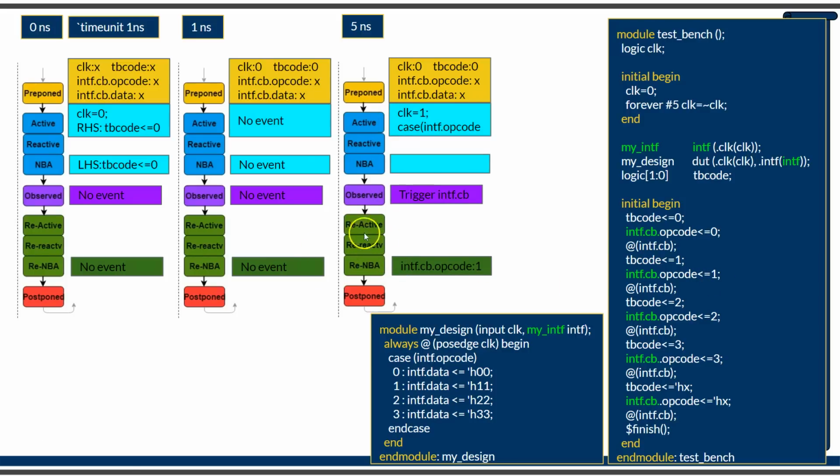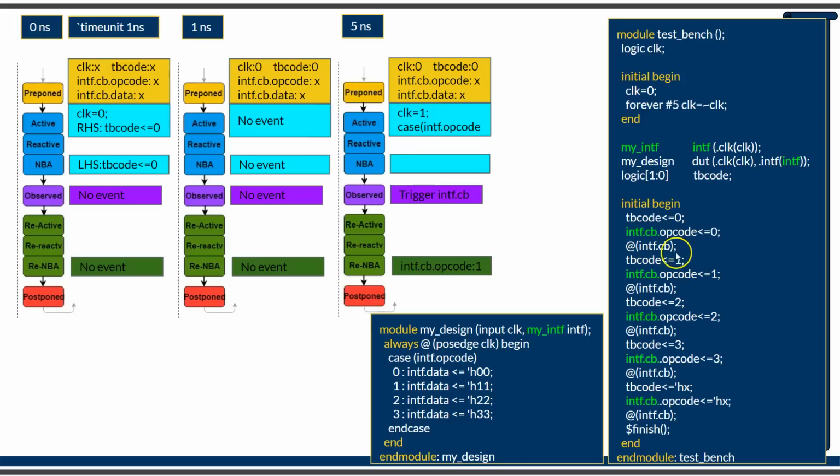Again, there is nothing happening in the reactive set; the reactive is also empty. But the re-NBA needs to be done here, because it says the interface dot clocking block dot opcode is equal to 1. So this clocking block opcode needs to be driven with the new value 1, because the clocking block was already triggered here. Thus, interface dot opcode will be updated to 1, and the event that was scheduled, the assignment of this NBA, will go back to the active region again. So in the active region, it will evaluate this particular line.